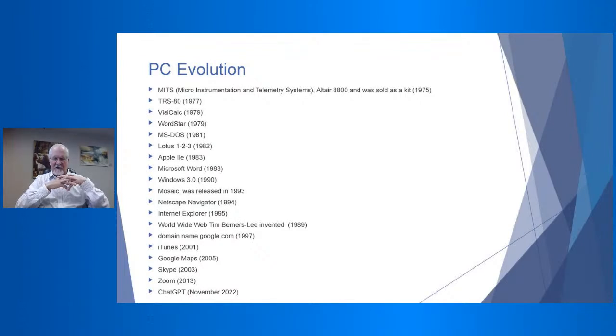I remember when Mosaic and Netscape was a thing, and just this whole idea of the internet and then being able to browse the internet with Netscape and Internet Explorer and down through the World Wide Web, which is a graphical user interface. All of these have changed the way we as educators do our job. Google came about in 1997, and quite frankly, I think right now Google is a verb, not a noun. iTunes, Google Maps, Zoom, all of those things have begun to emerge, and Chat GPT 3.5 became an entity in really last year, kind of in November.